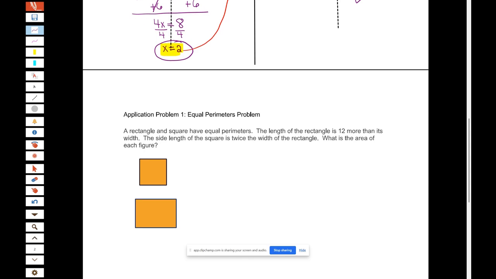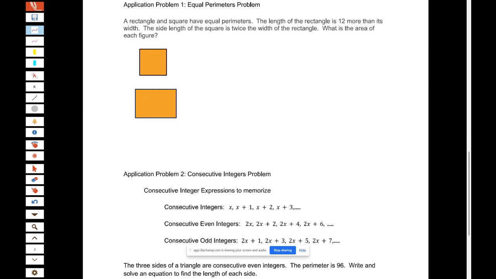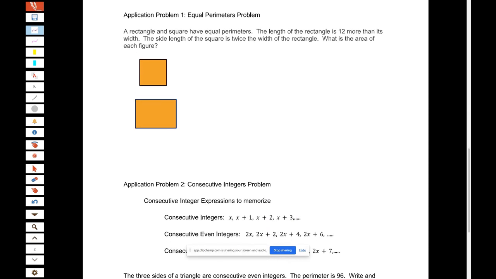Okay, so now we're going to apply this to some situations. There are two types of application problems that we're going to look at with this. They are not the only types, but these are the main two, and they are the ones that people tend to have the most issues with. So that's why I like to make sure I do those in the notes as examples. The first one is the equal perimeters problem. This comes from your NJSLA test this year that you'll be taking at the end of the year. And let's run through it.